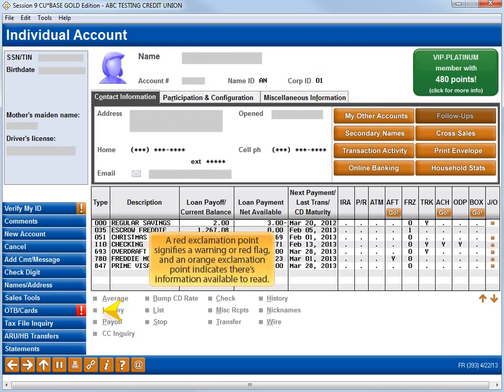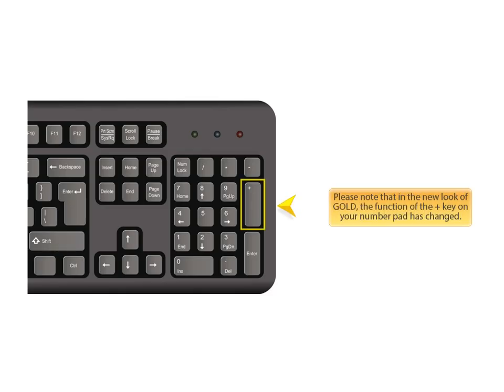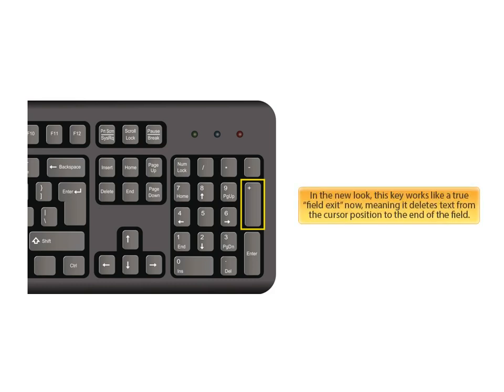Additionally, any red exclamation point in Phone Operator or Inquiry indicates a warning or red flag, and any orange exclamation point simply means that there is information to be read, such as comments. Please note that in the new look of Gold, the function of the plus key on your number pad has changed. This key works like a true field exit now, meaning it deletes text from the cursor position to the end of the field.